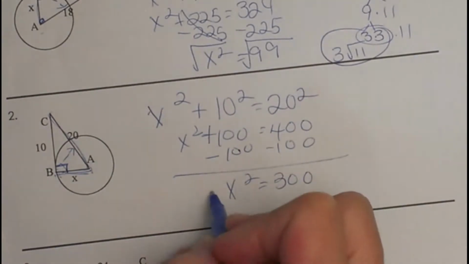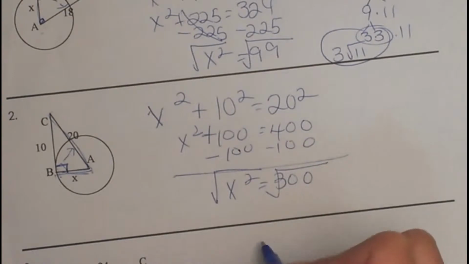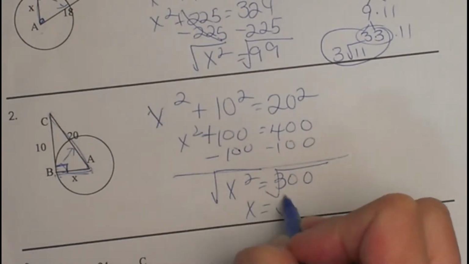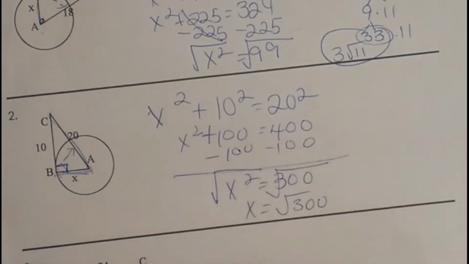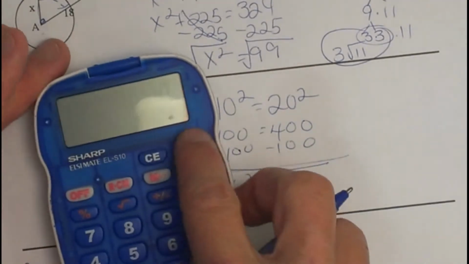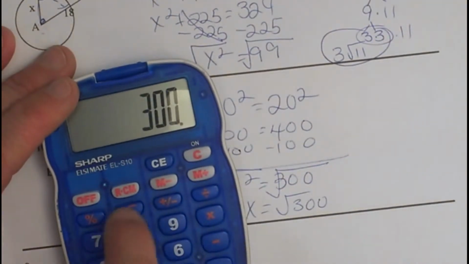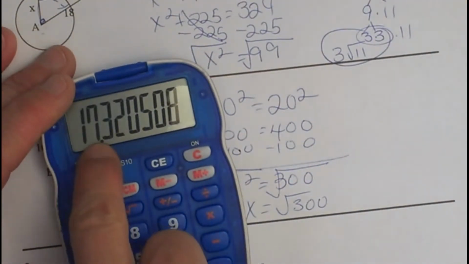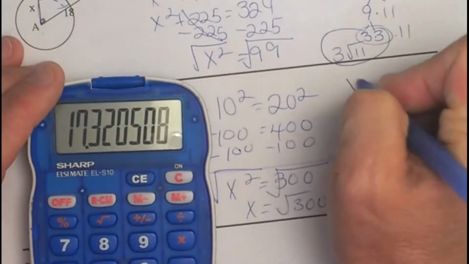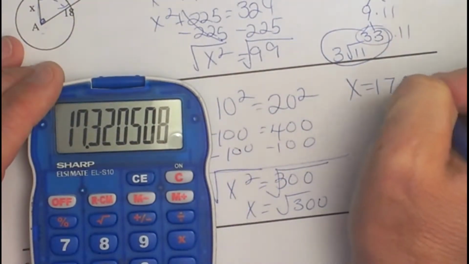And to undo a square, I square root both sides. So I get x equals the square root of 300. So now let's get the decimal of that. 300, and take the square root, 17.32. So there's my decimal answer.